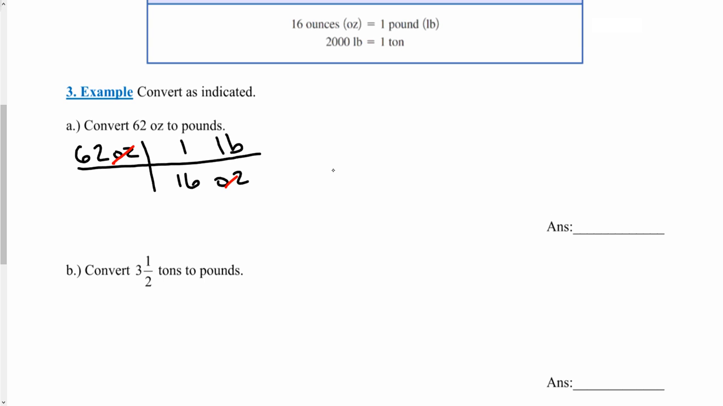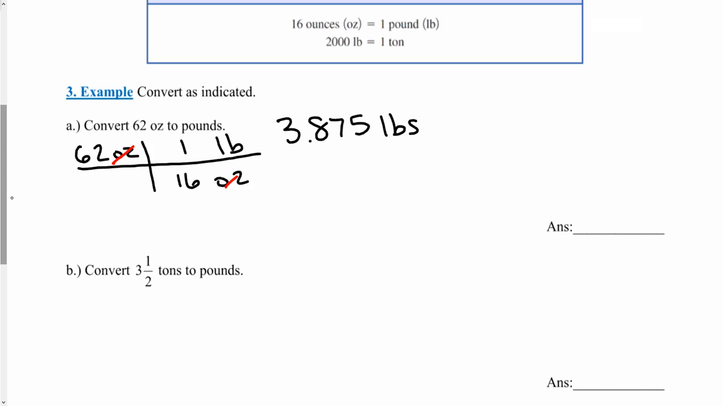So 3.875, and then pounds. So if you got a 62-ounce steak, then that would be pretty awesome. But that comes out to about a 3.875 pound steak. That would still be pretty awesome.